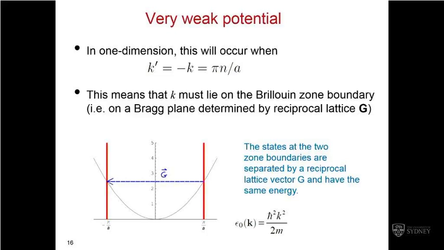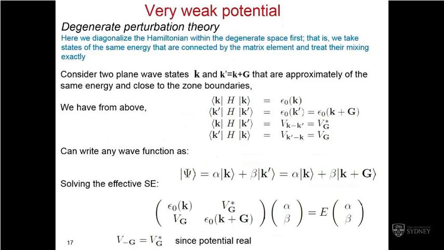You know that we also call these zone boundaries your Bragg scattering planes. Okay, so how do we describe the situation when you've got these two degenerate states? One uses degenerate perturbation theory, which you may have done in your quantum mechanics.